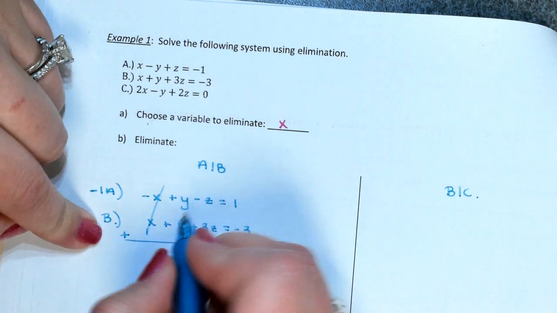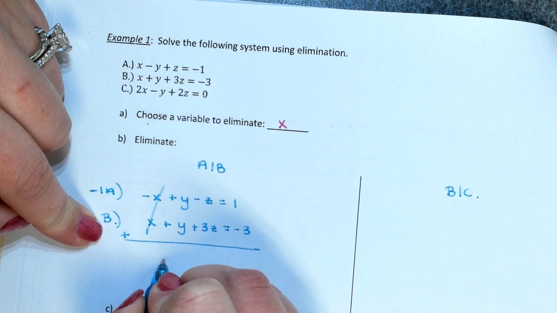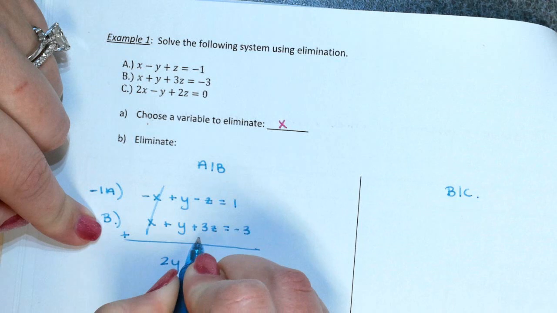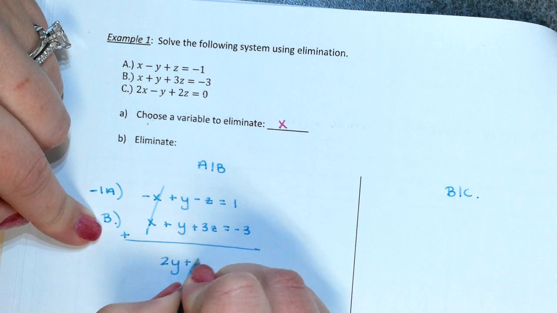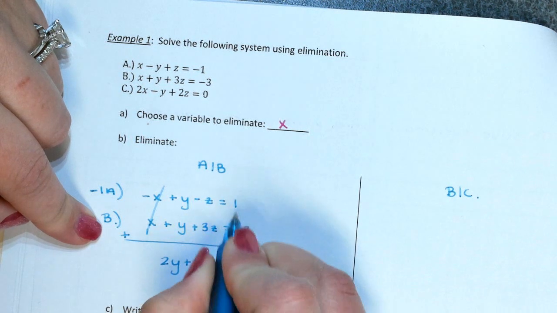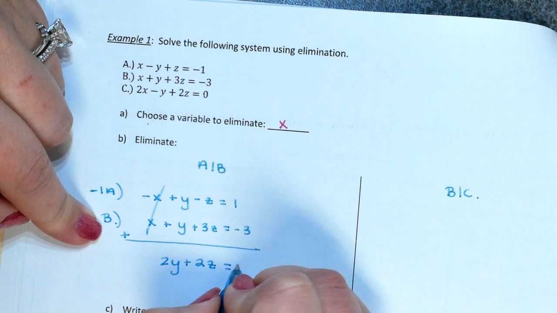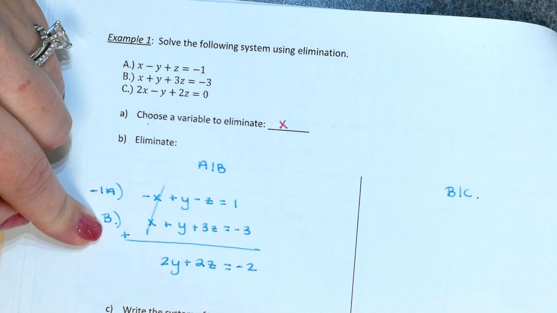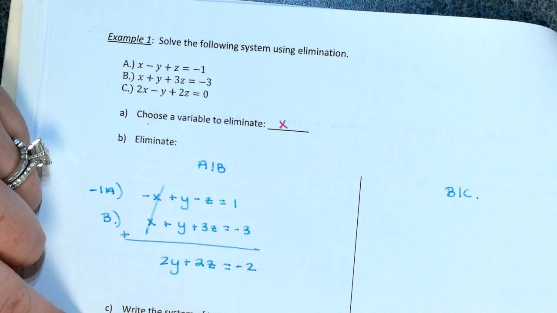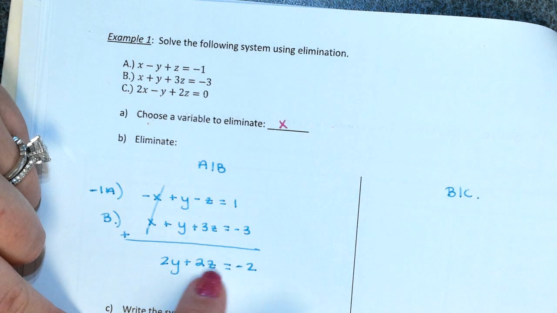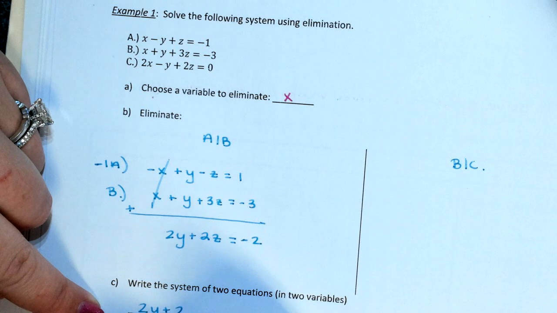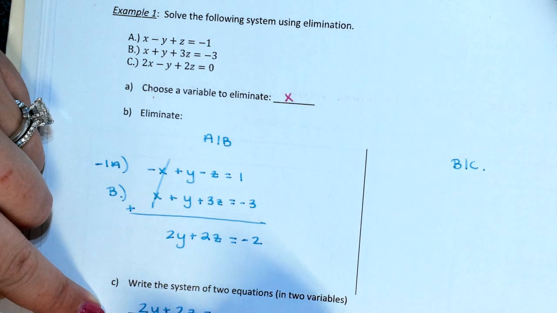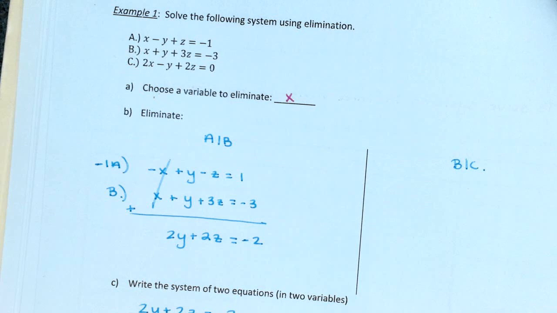Okay. How many y's do you have? 2y. 3z and negative z make 2z, equals, what's 1 and negative 3? Negative 2. So that's going to be one of my equations I write right in here where it says write the system of two equations in two variables. This equation is just in two variables. So I have 2y plus 2z equals negative 2. That's one of my equations.